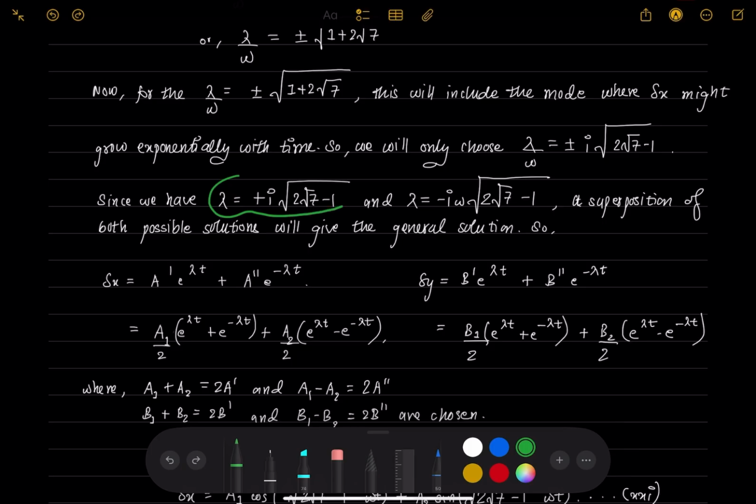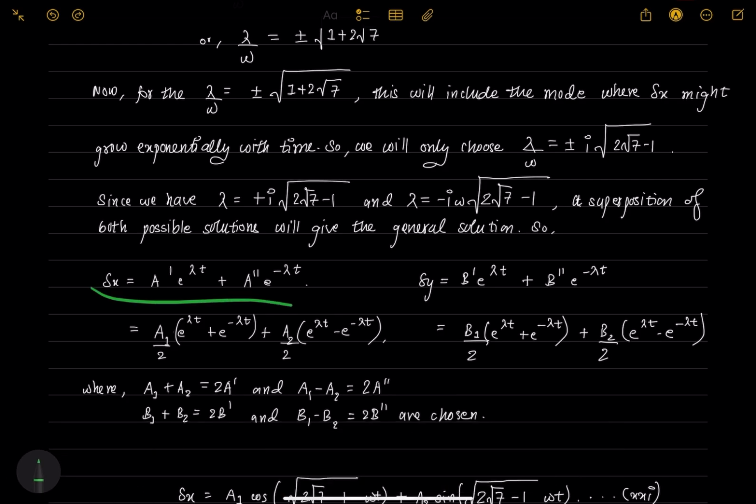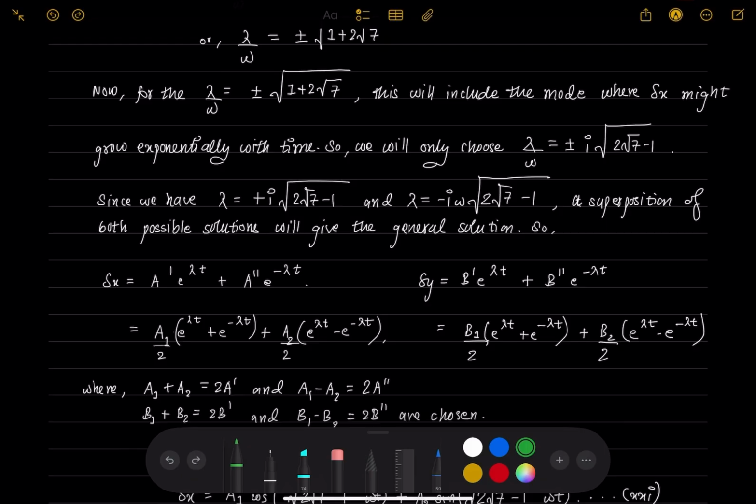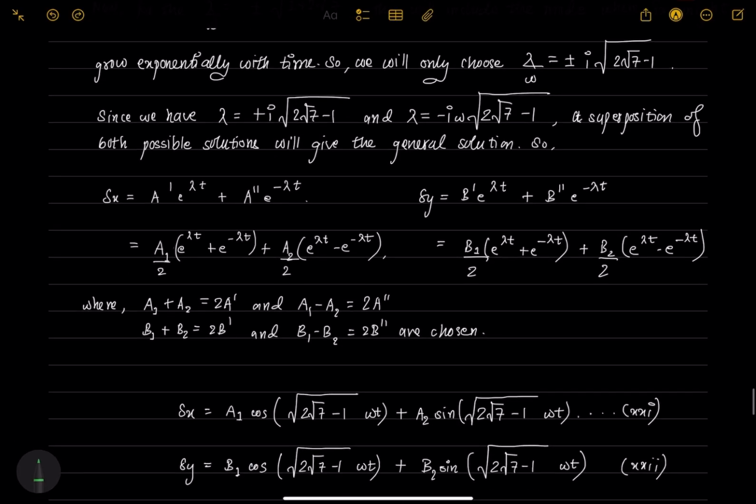Because there's a plus i times omega times root of 2 root 7 minus 1, and there's also a negative i omega times root of 2 root 7 minus 1. If there are two possible solutions which satisfy the second order linear differential equation, then a superposition of them will also satisfy it. So we use superpositions for both x and y components, right? And the coefficients are arbitrary. They will be determined by initial conditions.